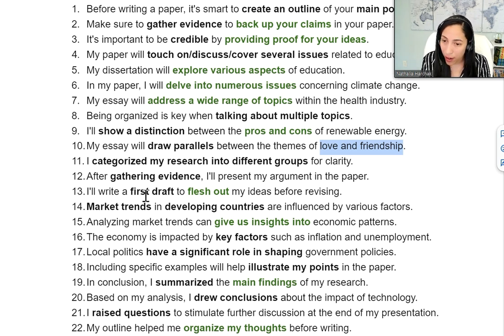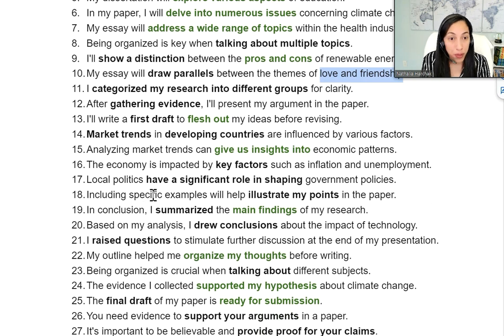Okay, so I categorize my research into different groups for clarity. After gathering evidence, I'll present my argument in the paper. I will write a first draft to flesh out my ideas before revising. So to flesh out is like to make it better, to improve, to get more information.